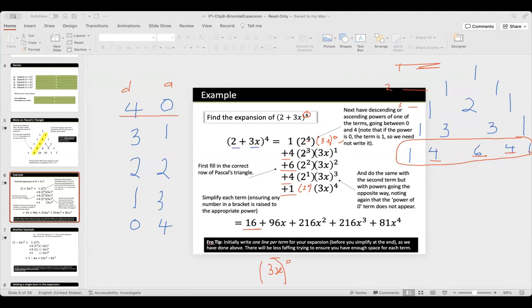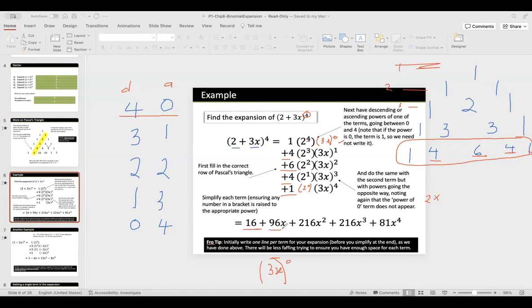What is 2 to the power of 3 times 4? Will it be 12? No, 2 to the power of 3 is what? 2 to the power of 3 is 8. 8, yeah. 8 times 4 is 32. 32 times 3 is 96. That's why you got 96 there, then the x is there.